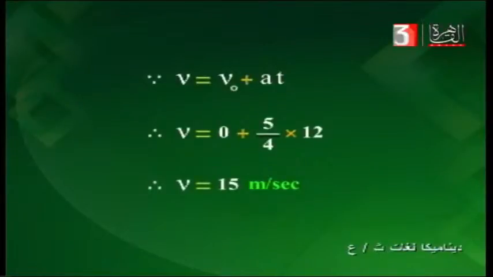Now, what is the velocity of the body? Since V equals V naught plus AT, then the velocity V equals V naught, which equals 0, plus the acceleration a equals 5 over 4 multiply 12, then the velocity of the body equals 15 meter per second. Then the body traveled a distance equals 90 meter after 12 seconds, and its velocity after 12 seconds is 15 meter per second.